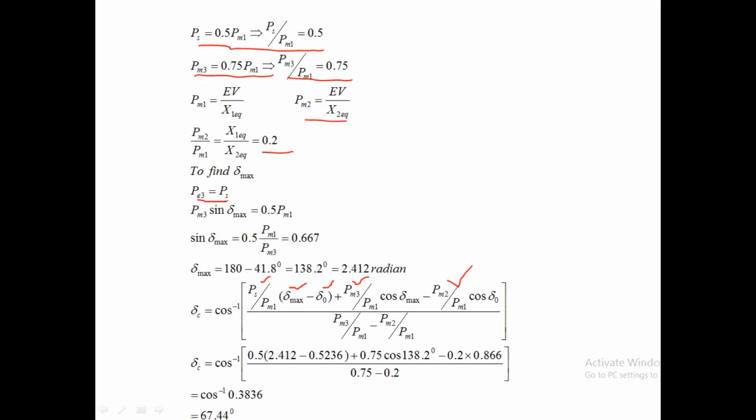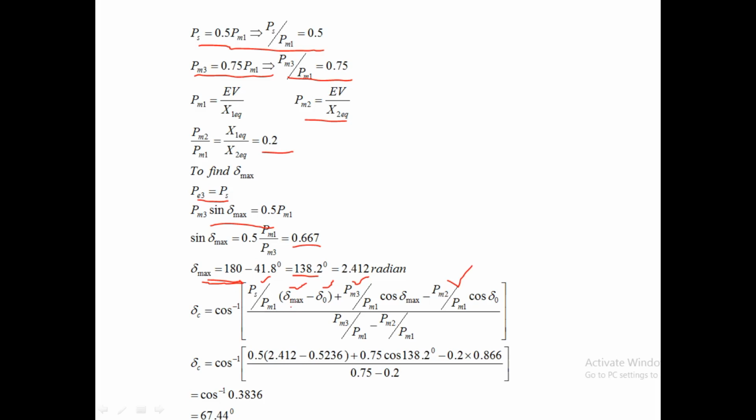To find delta max: after the fault, this electrical power P3 will again become equal to the mechanical power. Both will again become equal. So PM3 sine delta max equals 0.5 into PM1. Sine delta max is 0.5 into PM1 by PM3, which is 0.667. Now delta max is sine inverse of 0.667, then we will get 41.8 degrees. But delta max will always be greater than 90 degrees. So as I explained, delta max is 180 minus 41.8, so it will be 138.2 degrees, or 2.412 radian.